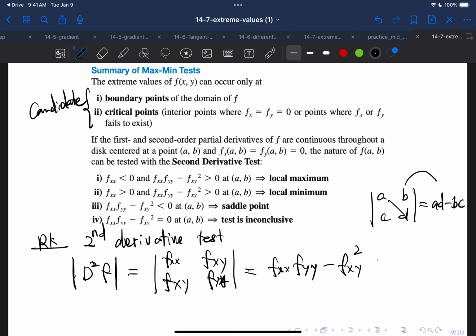And the sign determines: if this is greater than 0, then this is a local extreme. If this is less than 0, then this is a saddle point. And if this is equal to 0, then we cannot conclude anything. And if this is greater than 0, so it is a local extreme, you then tell whether it is minimum or maximum by looking at the sign of fxx.